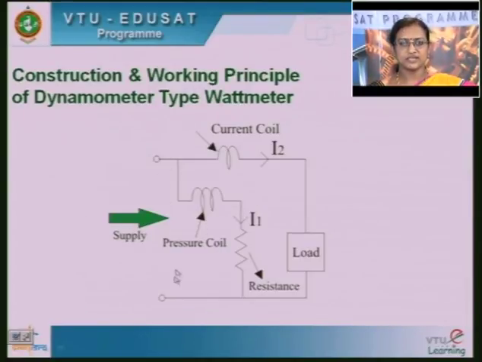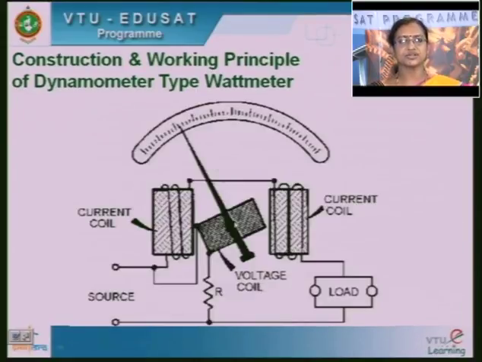See here, this is what I had written on the board. The supply is given to the current coil of few turns, which you are going to connect in series with the load to measure the current flowing through the load. The pressure coil, a thin coil of more number of turns, you are going to connect across the load to measure the voltage, and to limit the current flowing through it you connect a series resistance. Now you see how exactly the current coil and pressure coil are connected in the construction of the dynamometer type wattmeter.